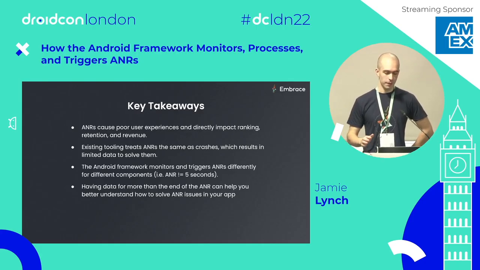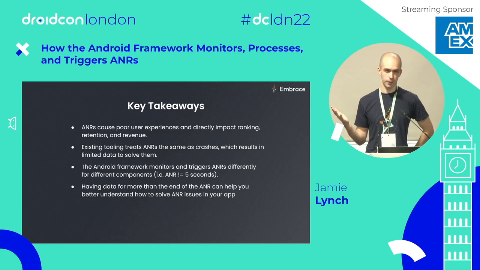I hope you've taken away from this that the framework monitors ANRs differently depending on which component they're in. So it's not as simple as an ANR always being the main thread blocked for 5 seconds. It can be different in different components, like broadcast receiver gets a slightly longer threshold, etc. And finally, I hope we've shown that having data for more than just the very end of an ANR can help you figure out what's going on with ANRs in your app and give you the insight you need to actually fix those problems.